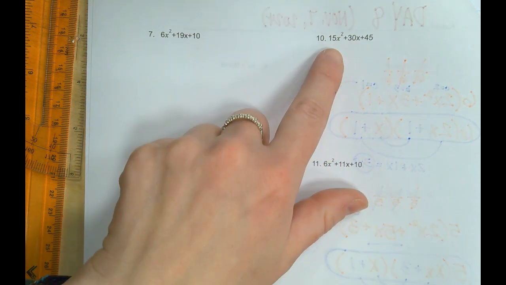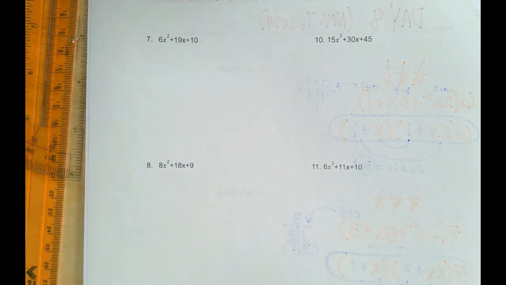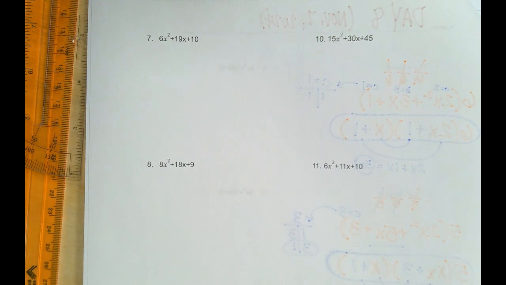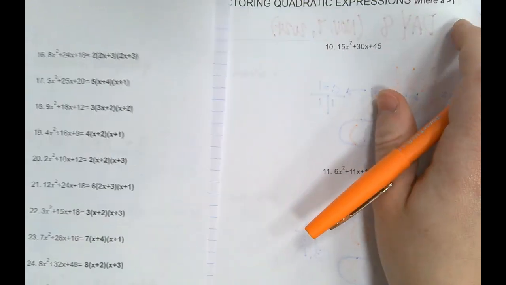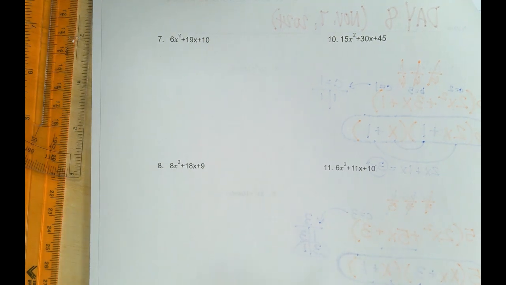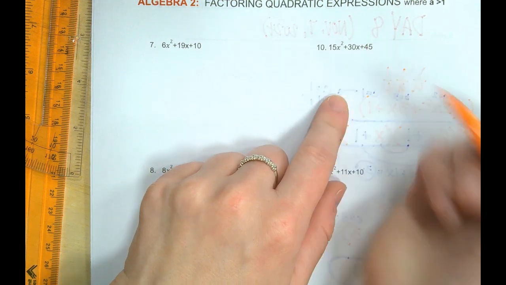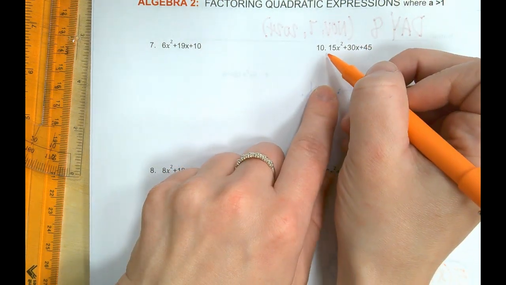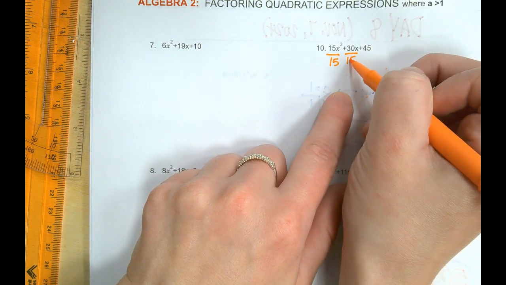So what did you get for your greatest common factor on 10? 15. Okay, let's work this one out together and double check. Number 10, we have 15x squared plus 30x plus 45. Let's divide everything by 15. That's our greatest common factor here.